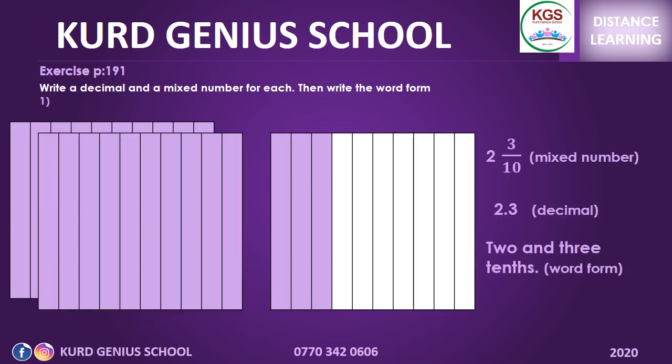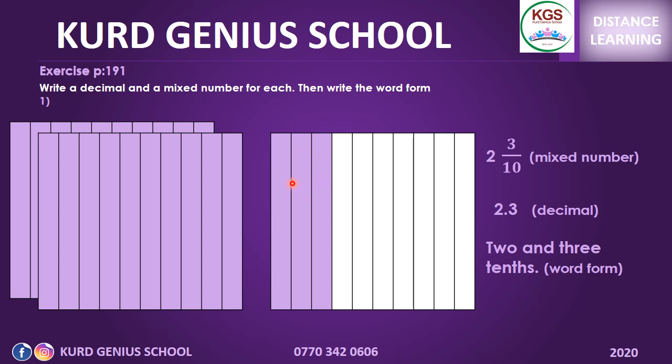Exercise page 191. Write a decimal and a mixed number for each, then write the word form. Number 1. We have models again. So we have to understand what these models mean first. We have squares. The squares are divided into 10 equal parts. So we have two squares that are completely colored in purple. But in the third square, only 3 parts out of 10 parts of the square are colored.